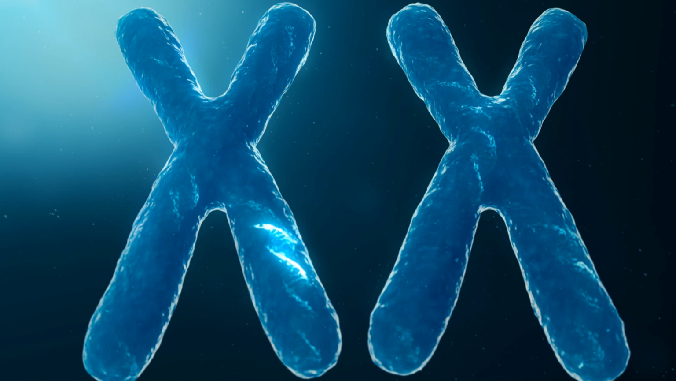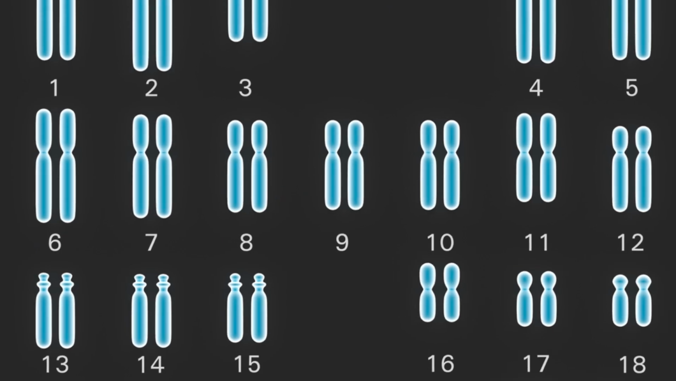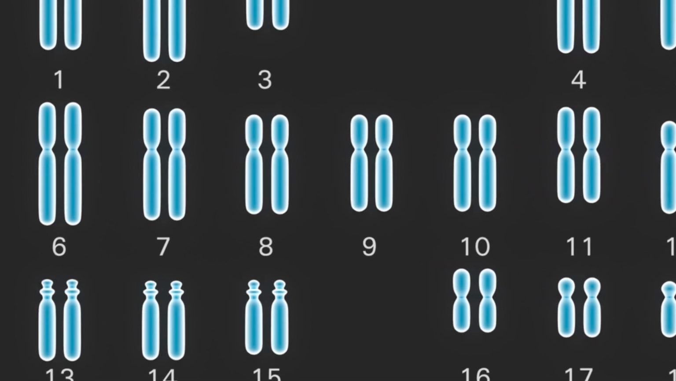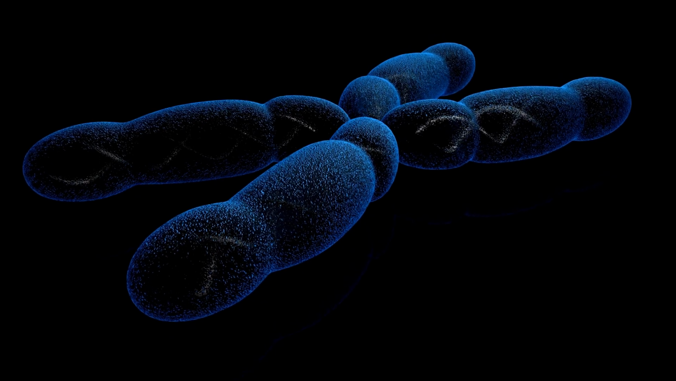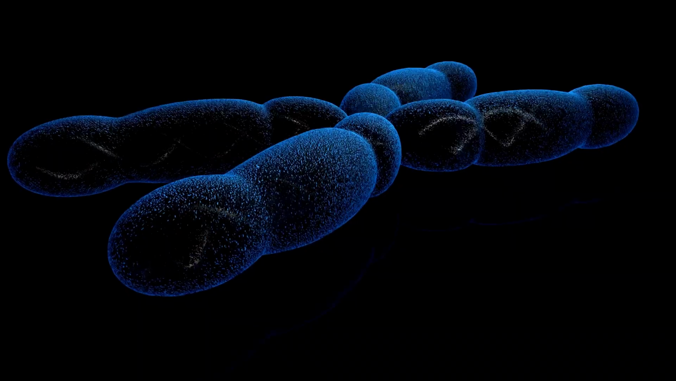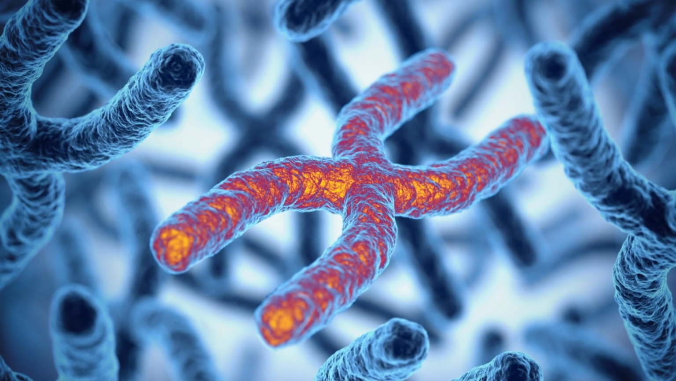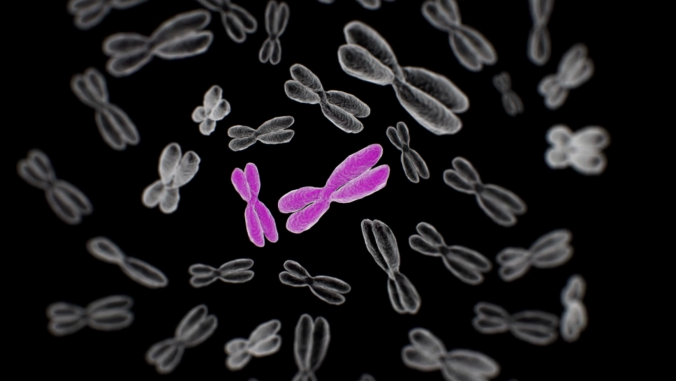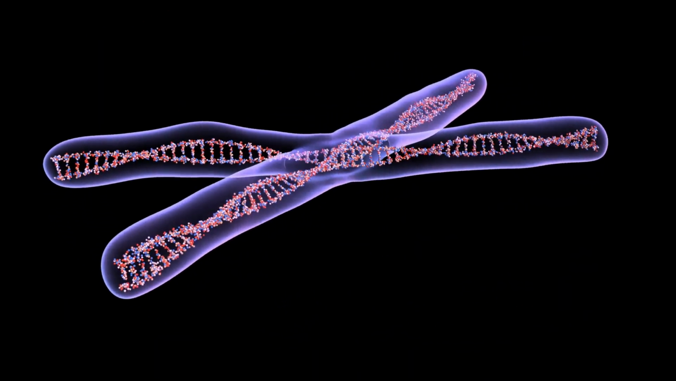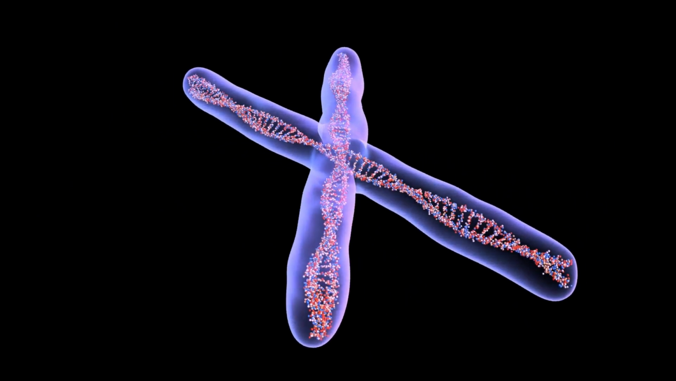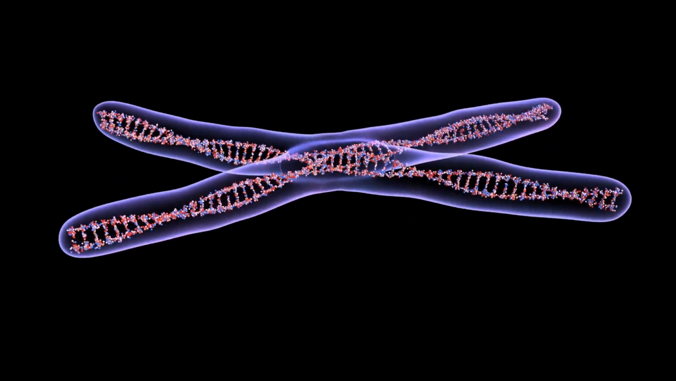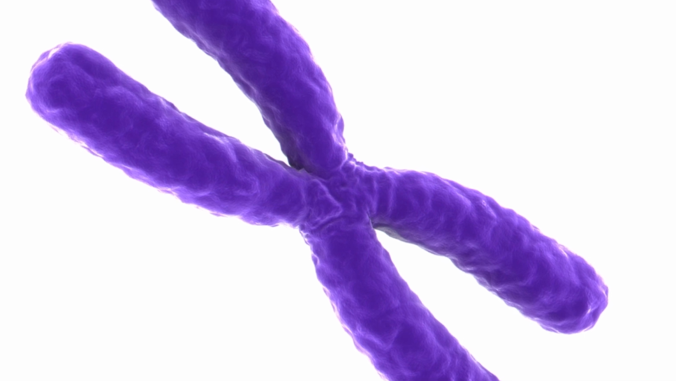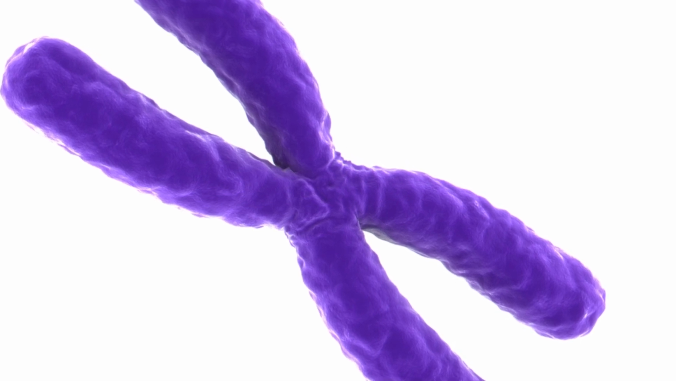Autosomes. The majority rules. Of the 23 pairs of chromosomes in human cells, 22 pairs are autosomes. These chromosomes, numbered 1 through 22 based on their size, govern a vast array of traits, from hair color to height to susceptibility to certain diseases. Autosomes are like the general managers of our cells, overseeing the day-to-day operations that keep us functioning. They carry genes that are essential for life and determine most of our physical characteristics.